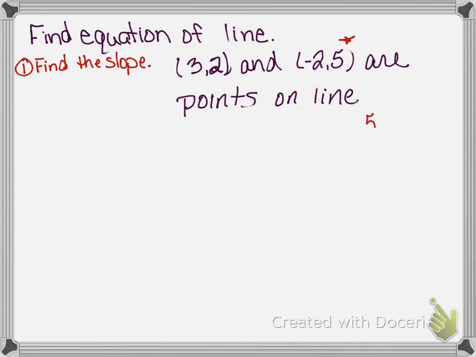I have 5 minus 2 over negative 2 minus 3. 5 minus 2 over negative 2 minus 3. So my slope is what? Good. 3 over negative 5. Can you guys hear me over the pounding? Okay.